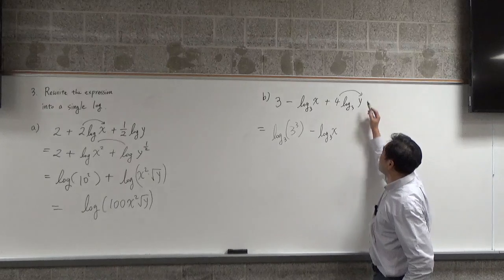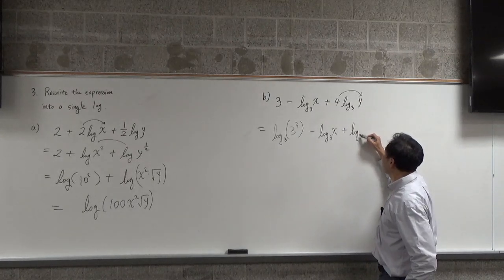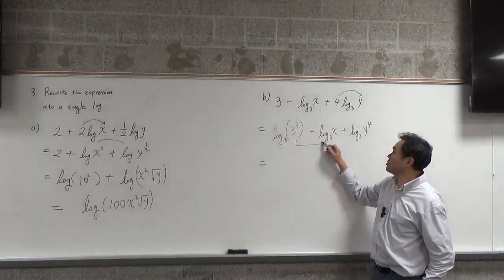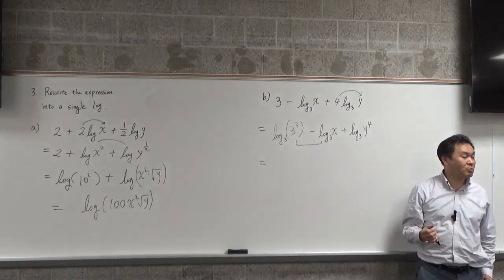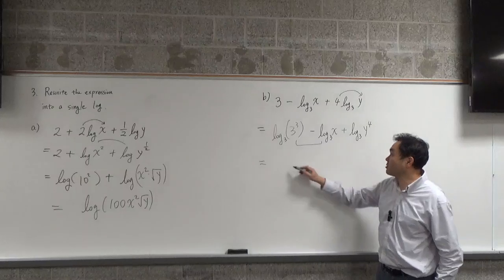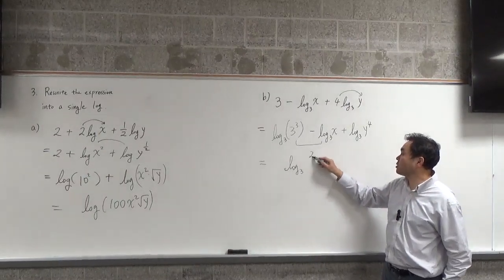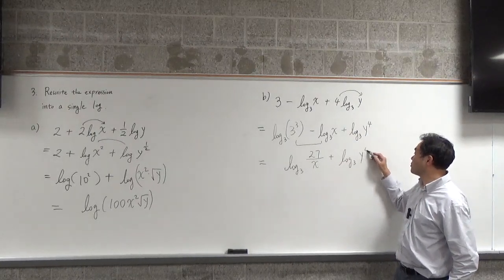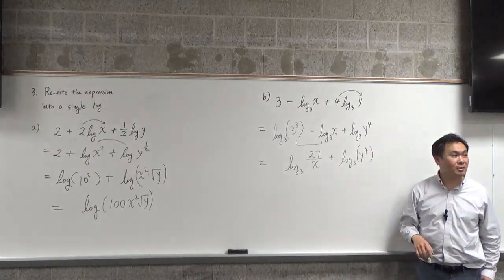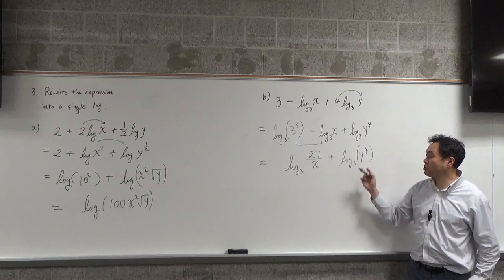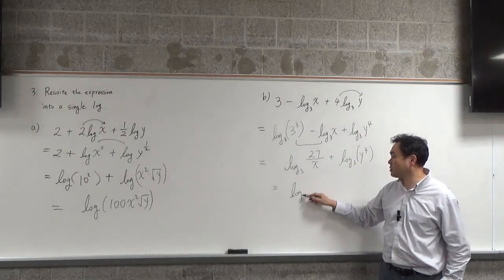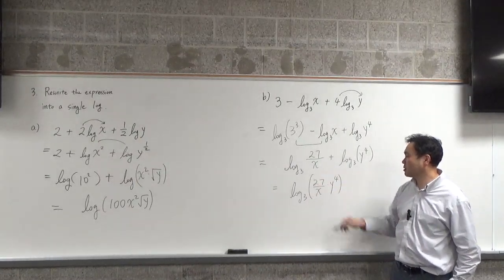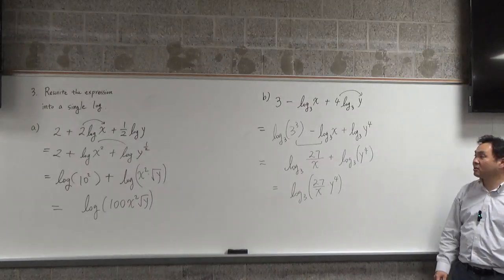Okay. And then you can bring the 4 upstairs here, jump it over the log. Okay, and then you have subtraction. How do you combine them? How do you combine the subtraction? Division, yes. So you have log base 3 of 27 over x plus log base 3 of y to the 4th. Okay, now what? You can put it together as a multiplication. So you have log base 3 of 27 over x times y to the 4th. Okay. So that's a perfectly fine answer.